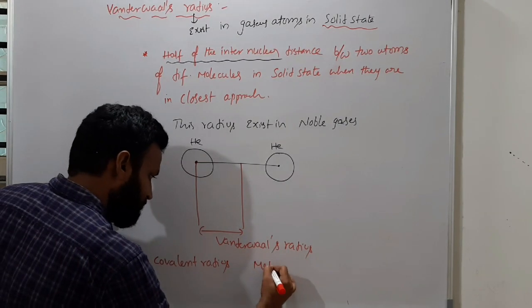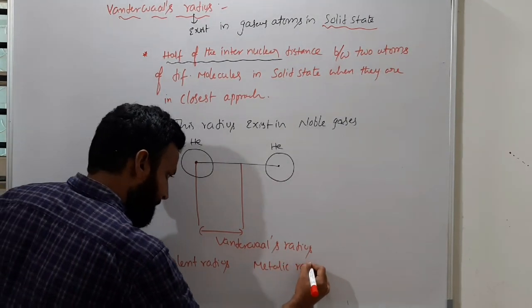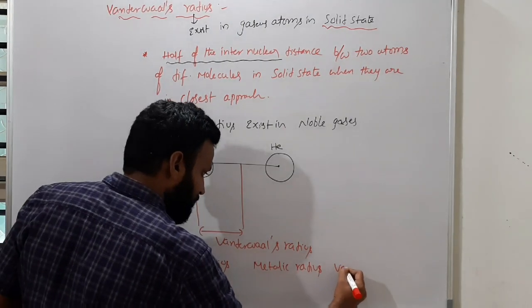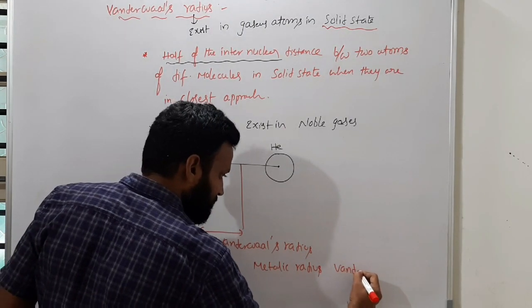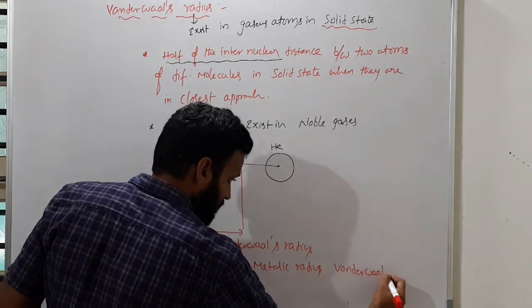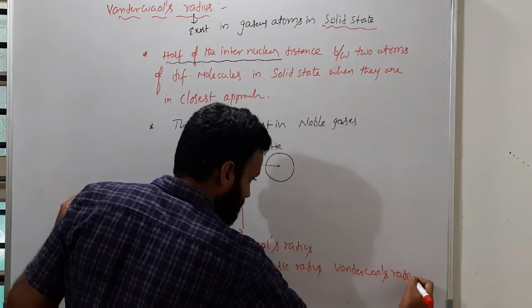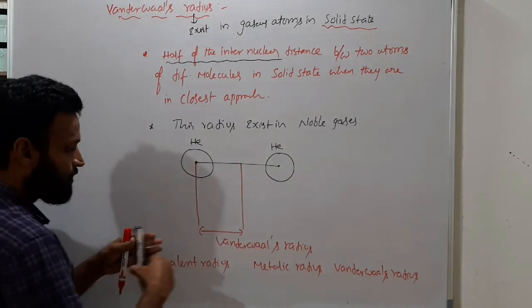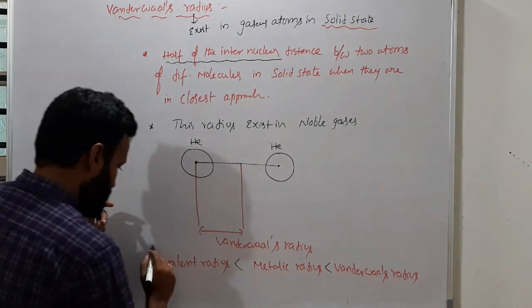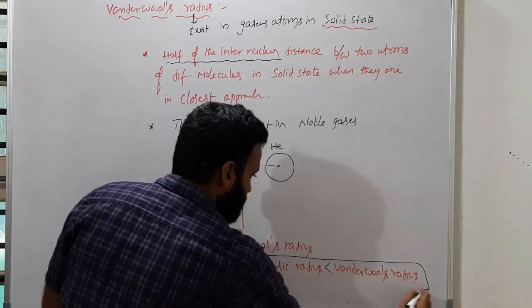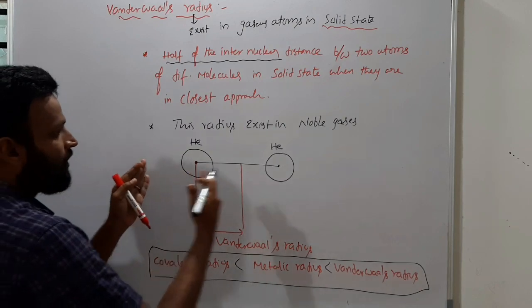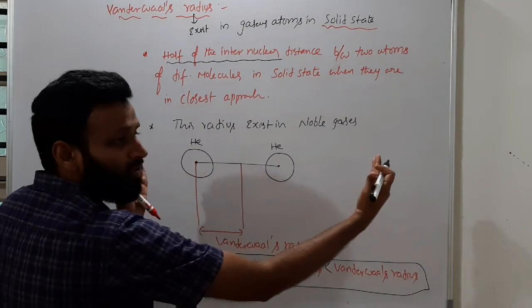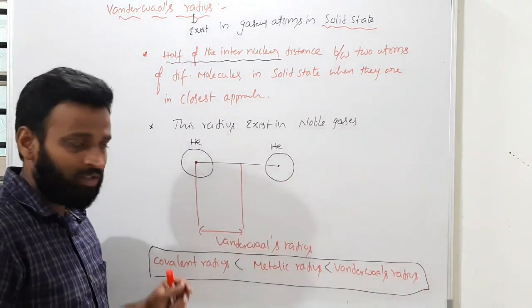and metallic radius, and van der Waals radius. We have to write it completely, van der Waals radius. Among these, which has the larger radius? Van der Waals radius is always greater because you have some long distance comparatively.